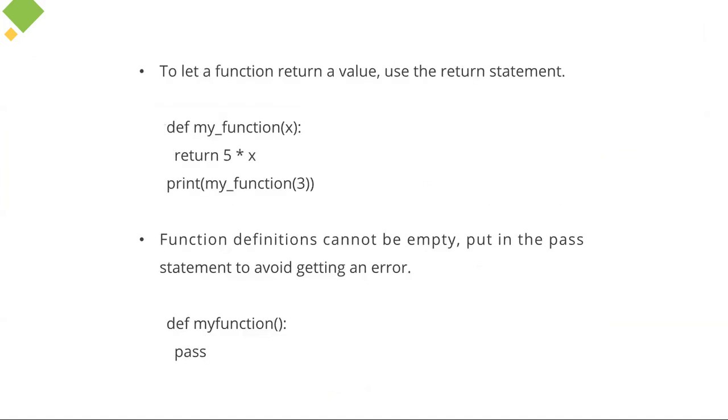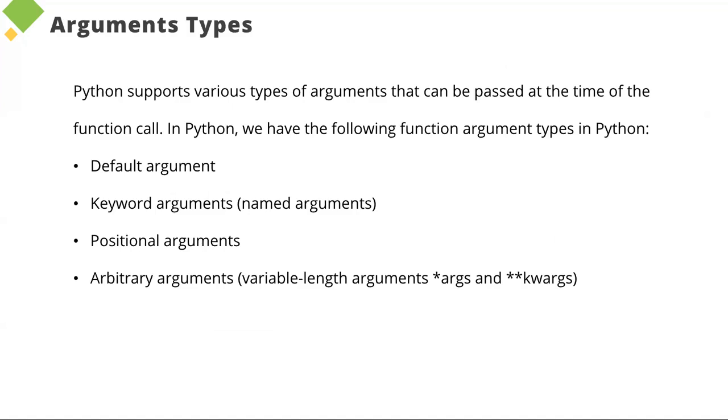If we use the return statement, I already told you about the return statement and how it is used. Sometimes you need to define a function, but you can't write its body yet. Instead, we can simply write the pass statement and avoid getting an error. So let's see the argument types. There are four different types of arguments. We'll see each one of them in detail in the video.